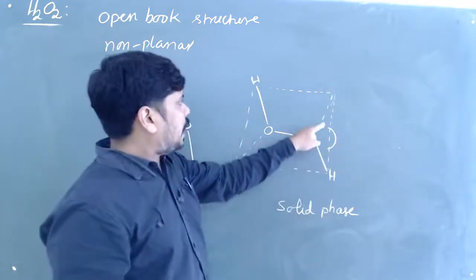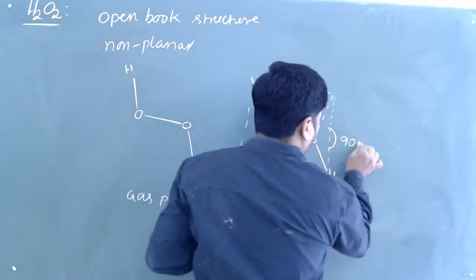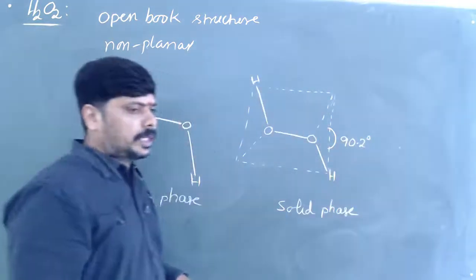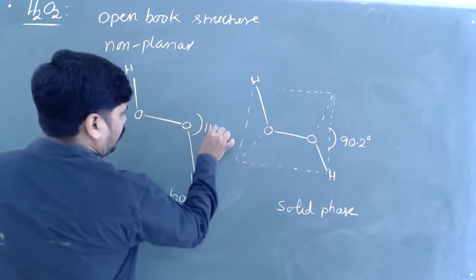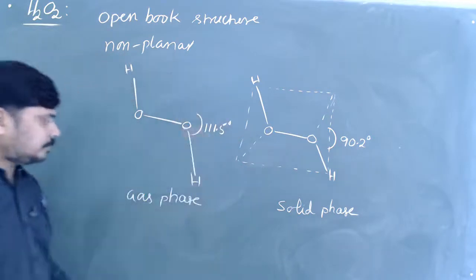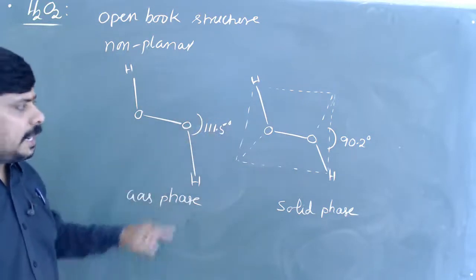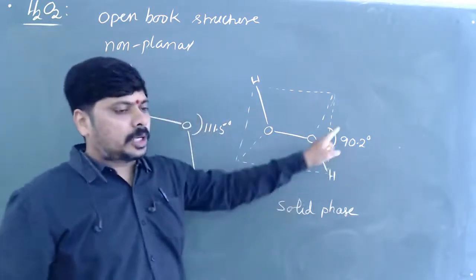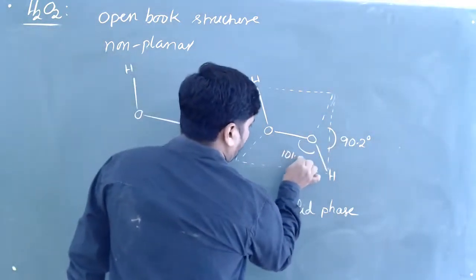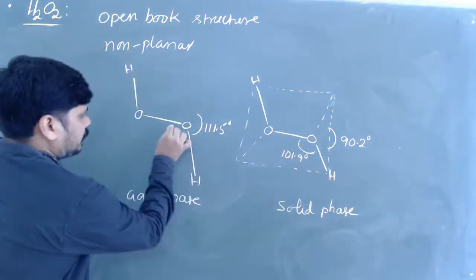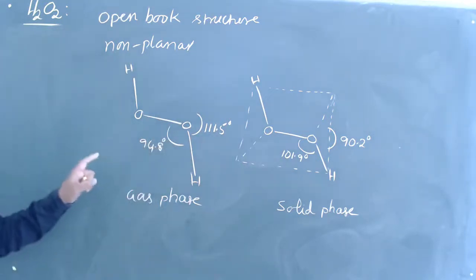Now this hydrogen and this hydrogen, that angle is going to be 90.2 degree. If you take the dihedral angle here, it is going to be 111.5 degree. So in the gas phase, the dihedral angle is 111.5 degree, and when you take the same thing in the solid phase, it is 90.2 degree, and this angle is 101.9 degree, and it is 94.8 degree. So these angles are very important.